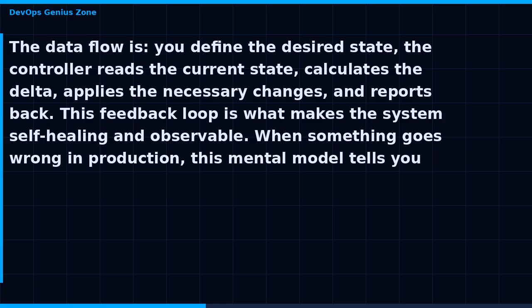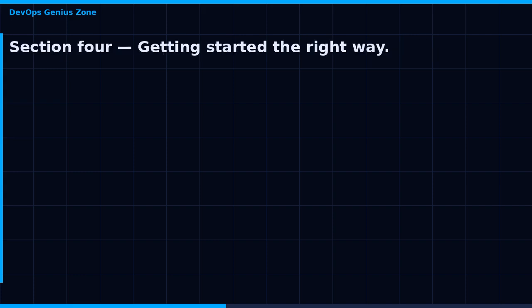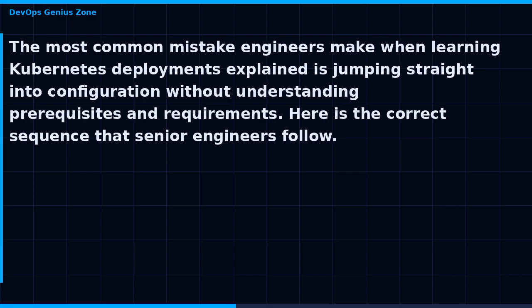Section 4: Getting started the right way. The most common mistake engineers make when learning Kubernetes Deployments Explained is jumping straight into configuration without understanding prerequisites and requirements. Here is the correct sequence that senior engineers follow. First, understand the problem before touching any tooling. What exactly are you trying to solve? What does success look like? What are your constraints around security, cost, and performance? 5 minutes of requirements thinking prevents 5 hours of rework.